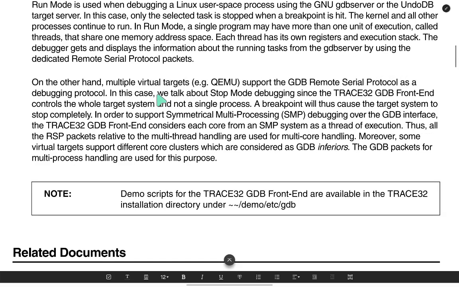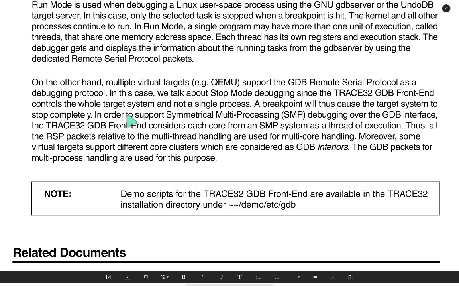On the other hand, multiple virtual targets, for example QEMU, support the GDB remote serial protocol as a debugging protocol. In this case, we talk about stop mode debugging, since the TRACE32 GDB Front-End controls the whole target system and not a single process. A breakpoint will thus cause the target system to stop completely.